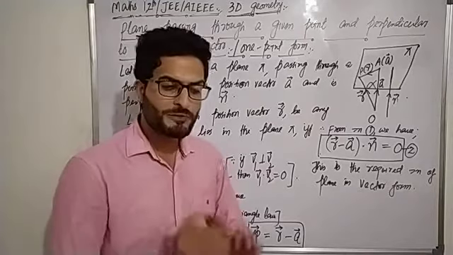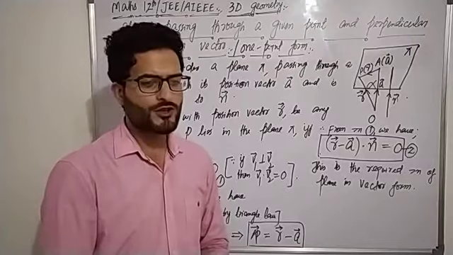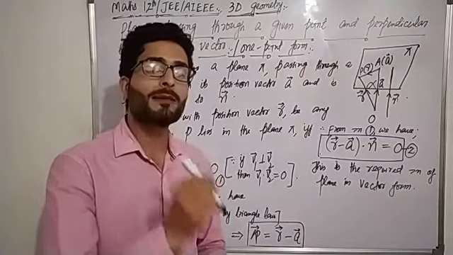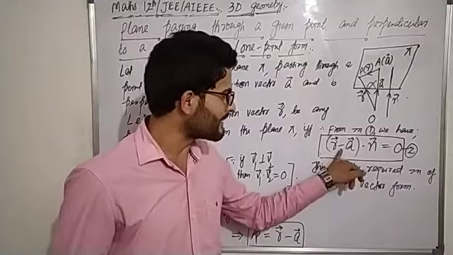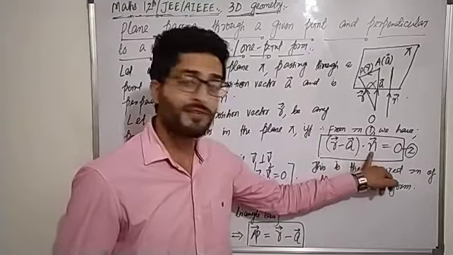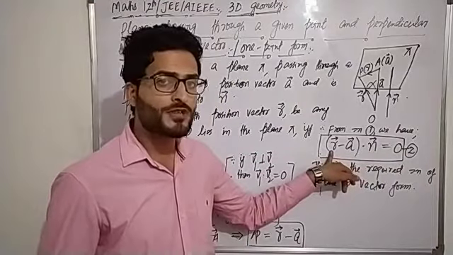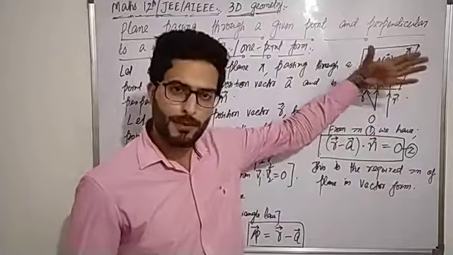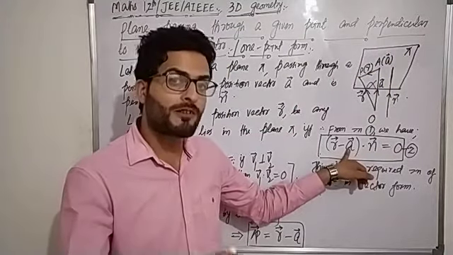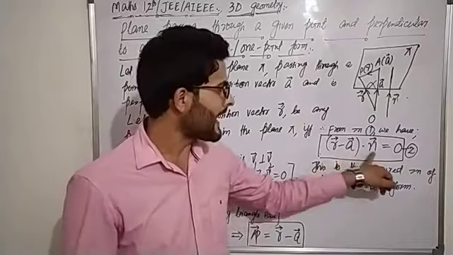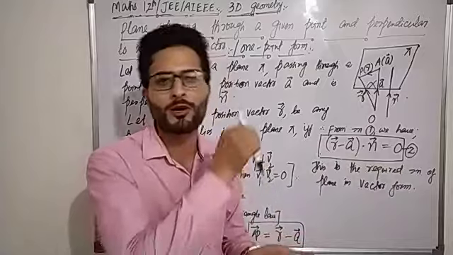तो क्या होगी उस प्लेन की वेक्टर फॉर्म जो एक पॉइंट में से पास हो रहा है और जिसपे एक वेक्टर परपेंडिकुलर होता है. क्या होती है उसकी इक्वेशन वेक्टर फॉर्म में? r vector minus a vector dot n vector is equal to 0, where r vector is the position vector of any point in the plane, a vector is the position vector of the given point through which the plane passes, and n vector is that vector which is perpendicular to the plane, which is normal to the plane.